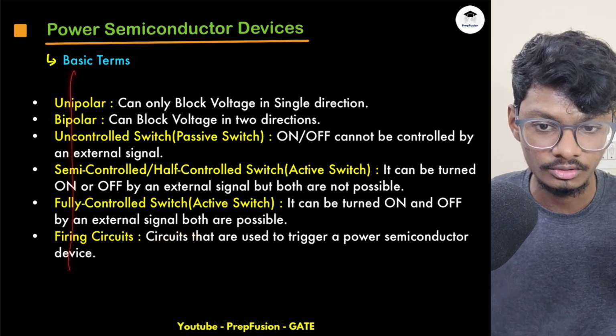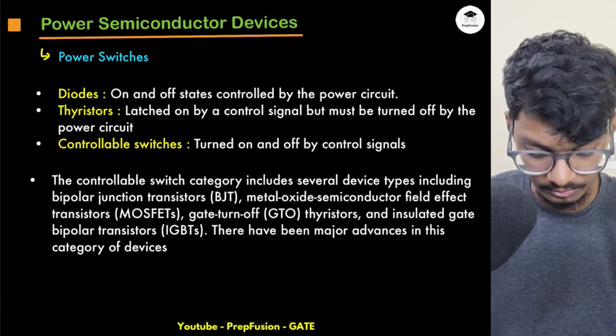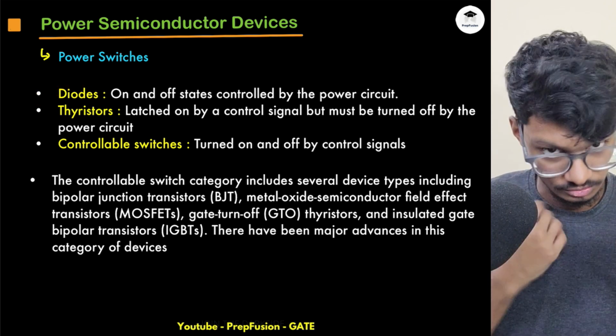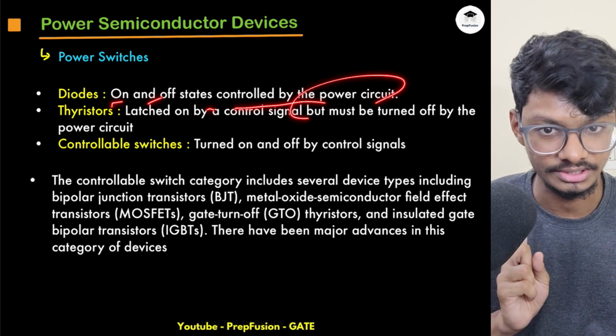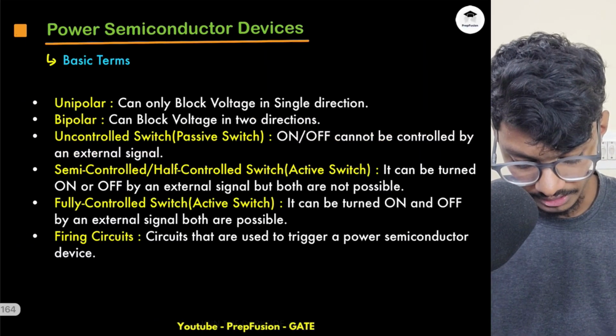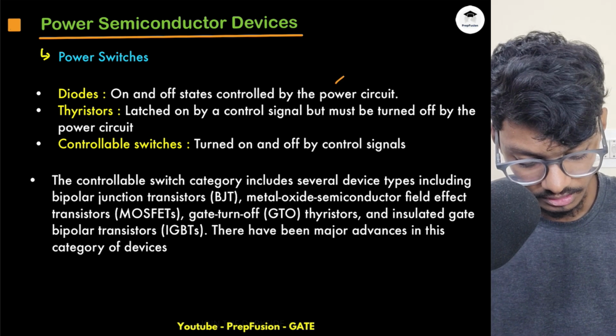So these are the few terminologies that you should have a basic idea of. Now what are the different power switches? Diodes. Today we'll start studying power diodes. Their on and off states are controlled by the power circuit. So basically this is an uncontrolled switch. Power diodes fall in the category of uncontrolled switches.